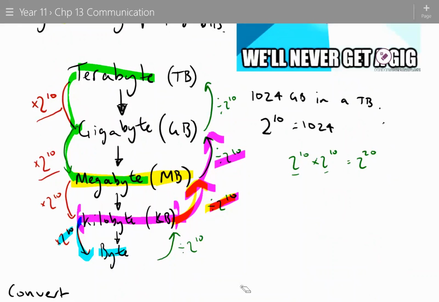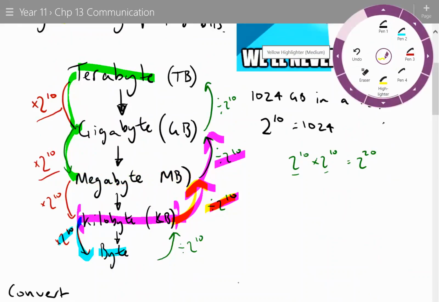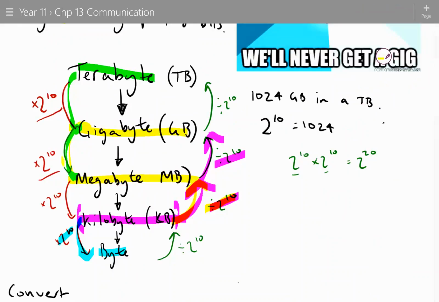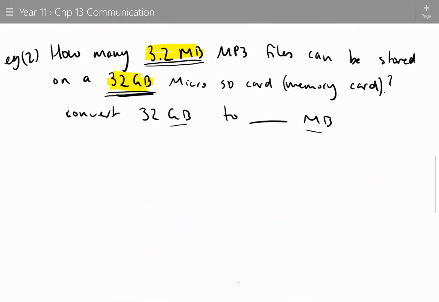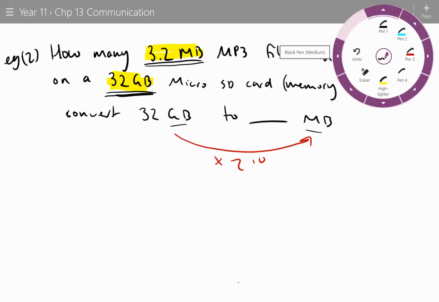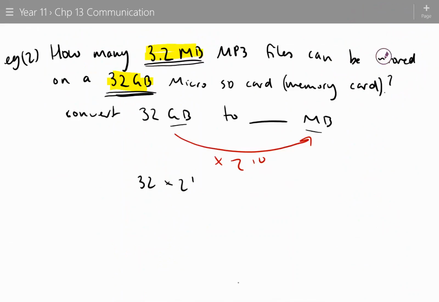There's a lot of colours here now. I've done a few questions there. That'll do. How do we go from gigabytes to megabytes? We're going down. So that means we have to times by 2 to the power of 10. So to go from gigabyte to megabyte, we need to times by 2 to the power of 10. So 32 times 2 to the power of 10 gives us, get your calculator out, 32 times 2 to the power of 10. We get 32,768 megabytes. It's got to be there, megabytes.